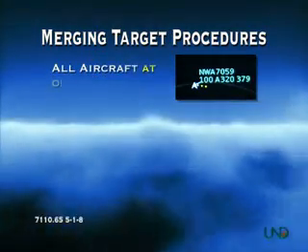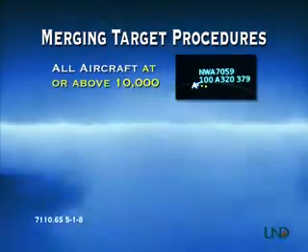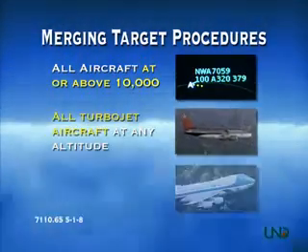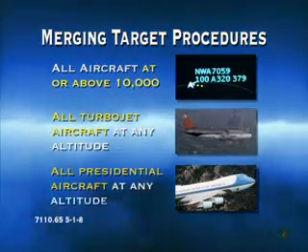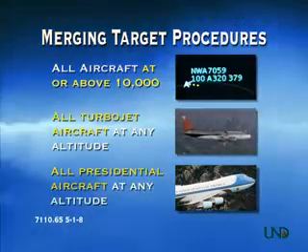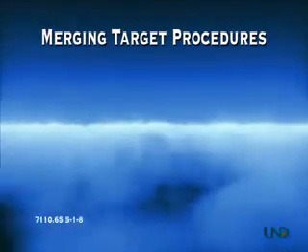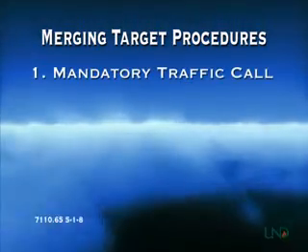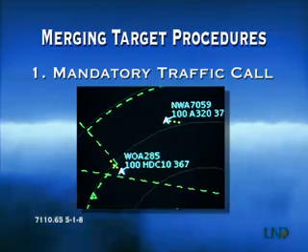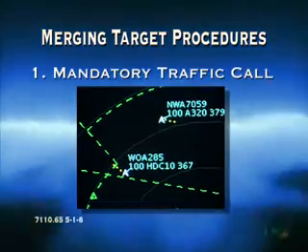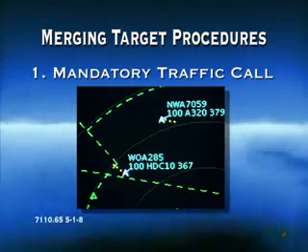To all aircraft at or above 10,000 feet. To all turbojet aircraft at any altitude. To all presidential aircraft at any altitude. Merging target procedures consist of two elements in the terminal radar environment. The first element is a traffic call. It is mandatory, and if both aircraft are radar identified and under the control of the same controller, he or she must issue the traffic call to both aircraft.